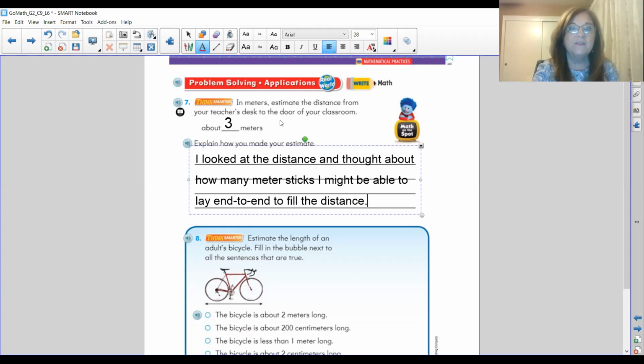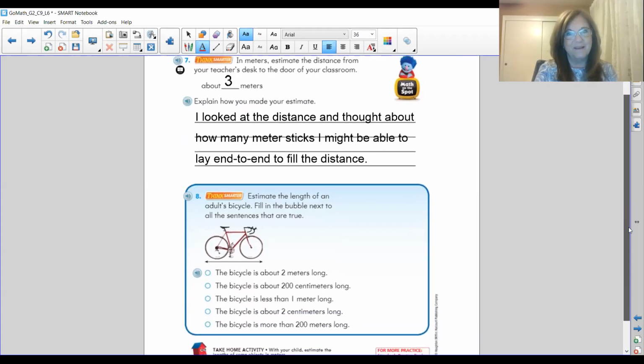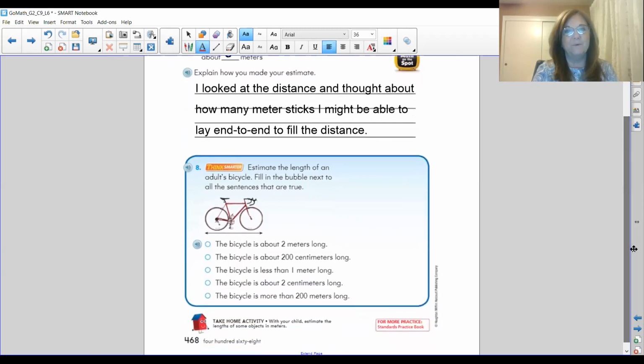So I looked at the distance and thought about how many meter sticks I might be able to lay end to end to fill the distance. So if you leave gaps in between the meter sticks, you will not get the right measurement. So you want to make sure that you can lay the meter sticks end to end to figure out how long something is. Okay. So if you need to pause the video so you can write, go ahead and pause the video. And then we'll move on.